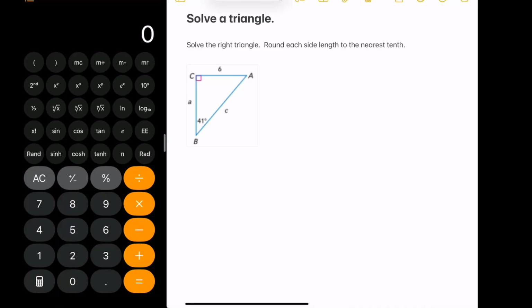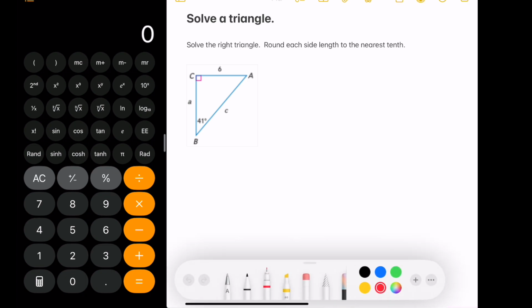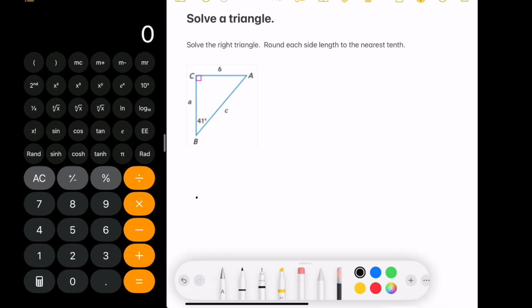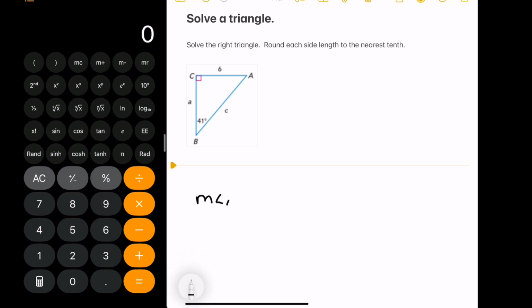When you're asked to solve a triangle, what it means is find every piece of the triangle that's missing. That includes the sides and the angles. So this triangle that we're looking at is missing one angle. The angle that it's missing is angle A. So we need to find the measure of angle A.